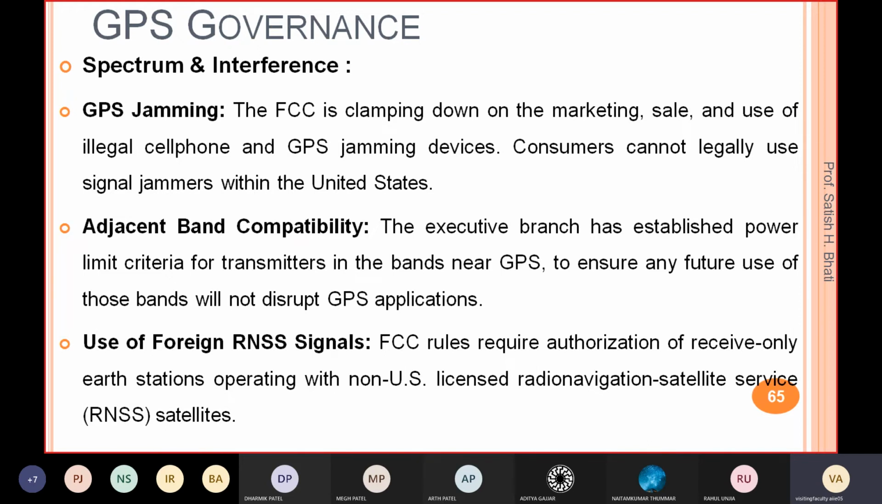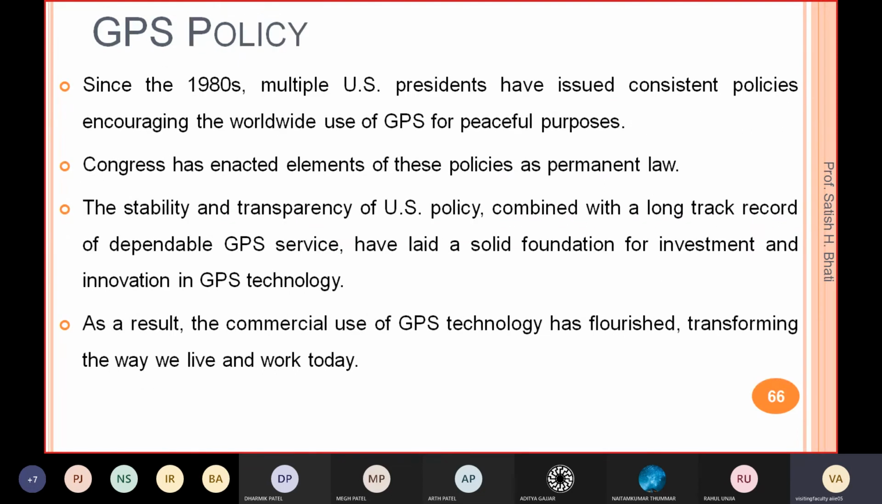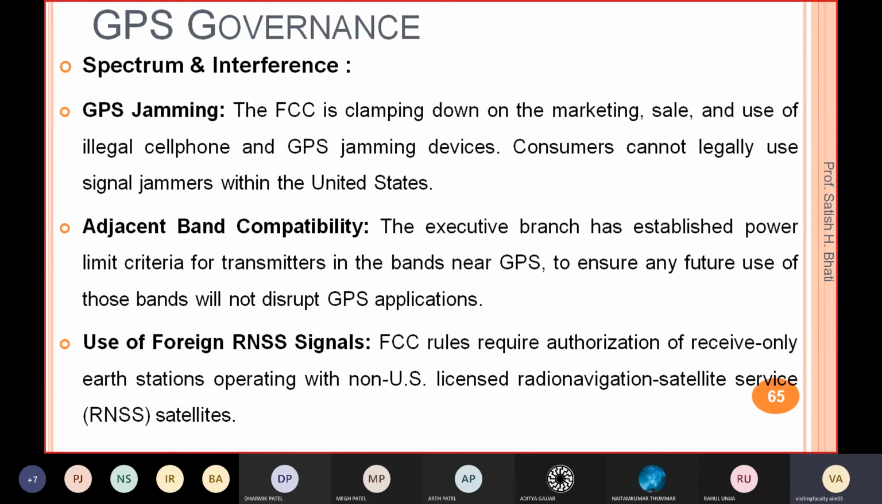Use of foreign RNS signals. So the FCC rules require authorization of receive-only Earth stations operating with non-US licensed radio navigation satellite service, RNS, satellites, right? So these are some points related to the spectrum and the interference, right? That is also taken care of by the GPS governance. Okay, this is about GPS governance.